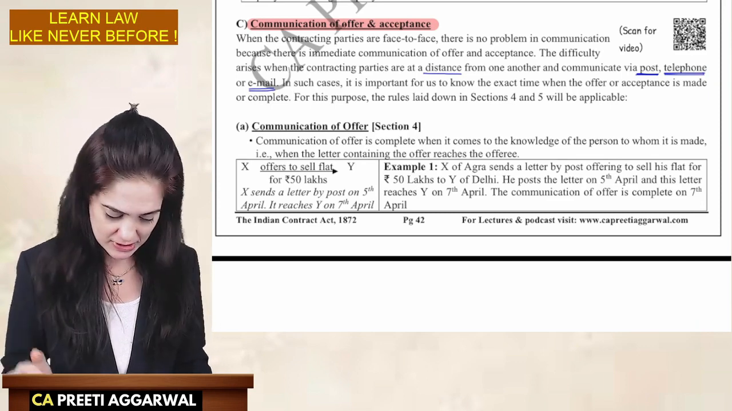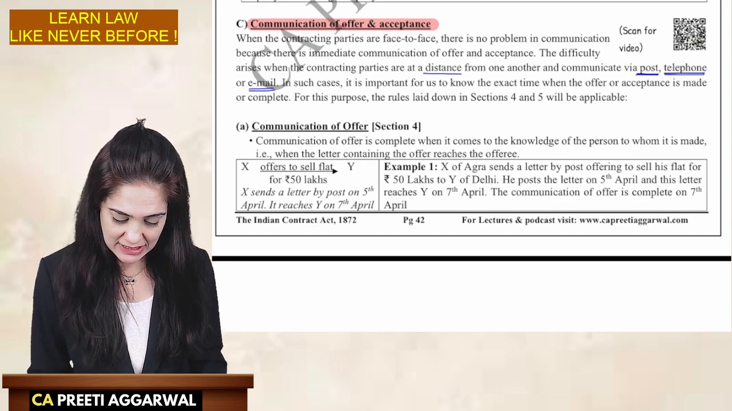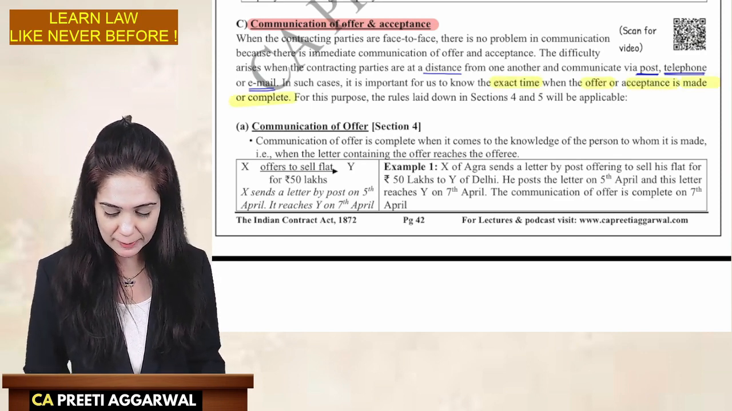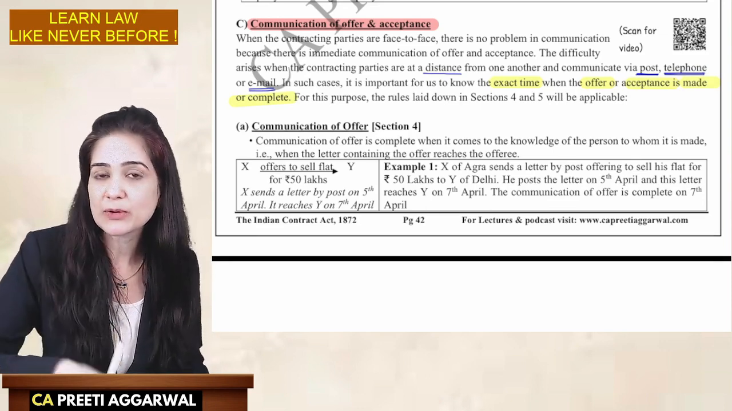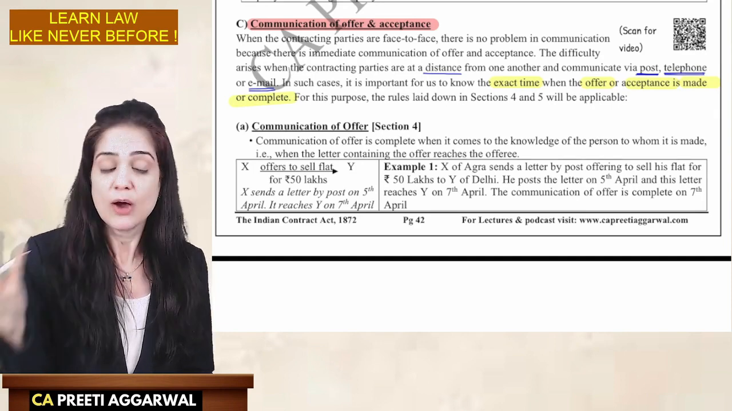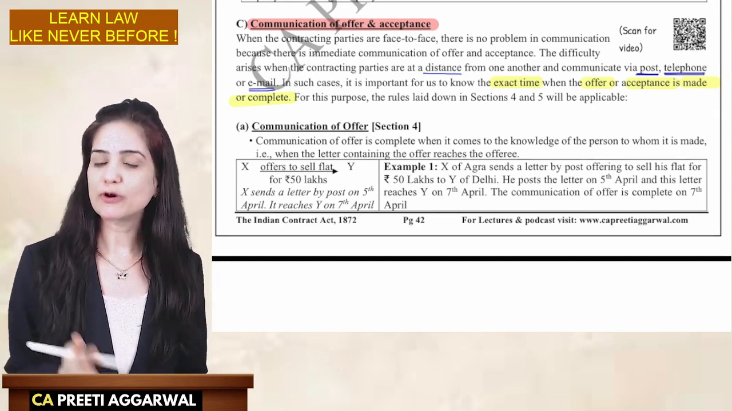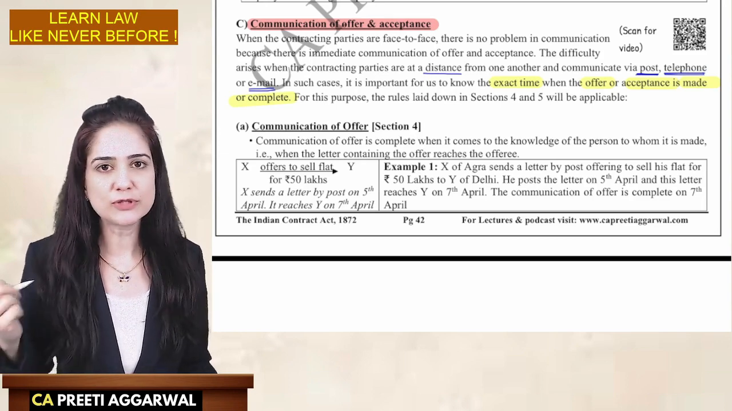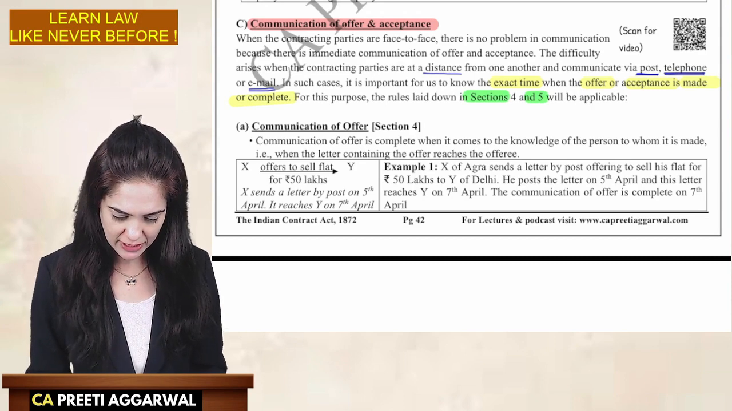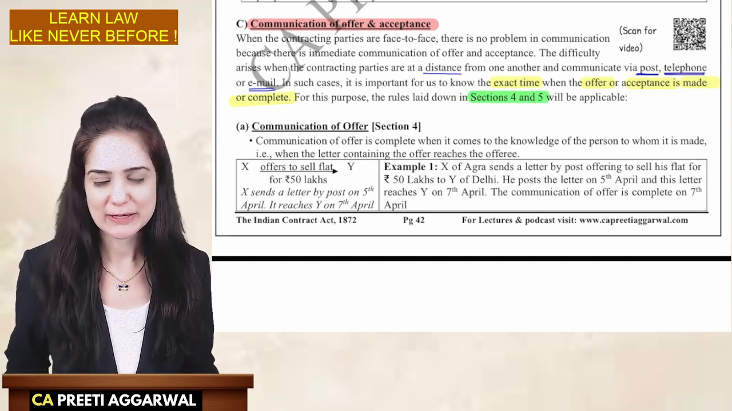For examples, in such cases it is important for us to know the exact time when the offer or acceptance is made or complete, because this time will determine whether a contract is formed or not, and when a contract is formed. On what date is the contract entered? So we want to find that particular day. So we have rules for them. The rules are laid down in Section 4 and 5. Okay, so Section 4 and Section 5 shall apply.